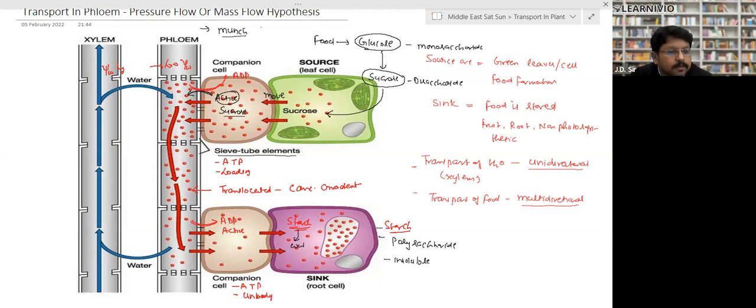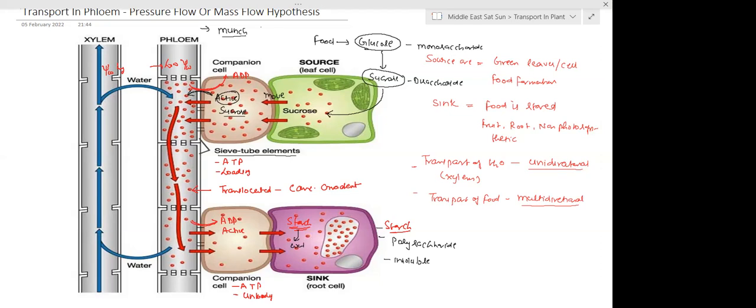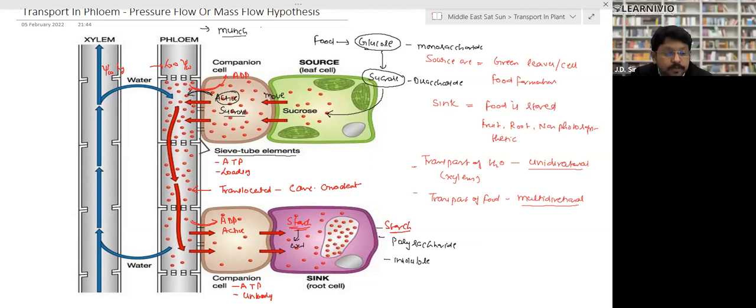Should I repeat it, or is something left? Write it down: water starts coming from the nearby xylem element to the sieve tube element due to low water potential. Full stop.